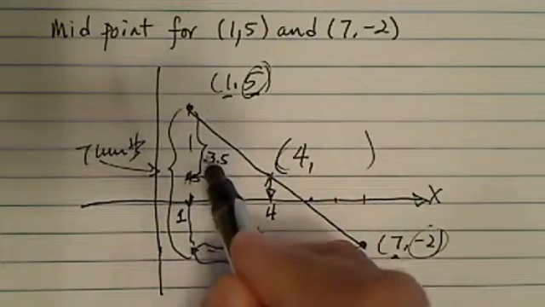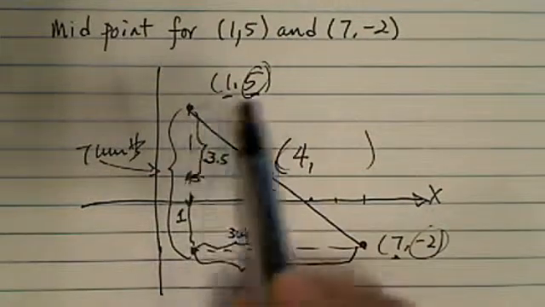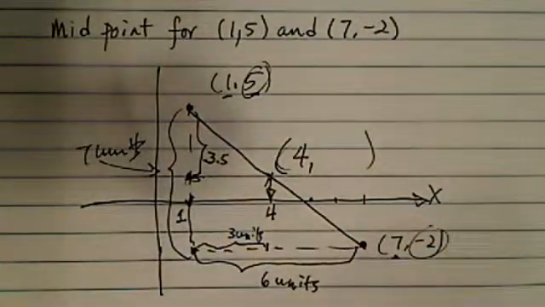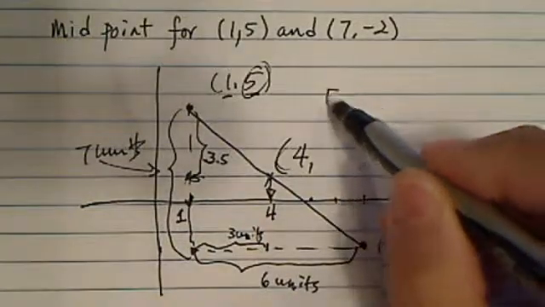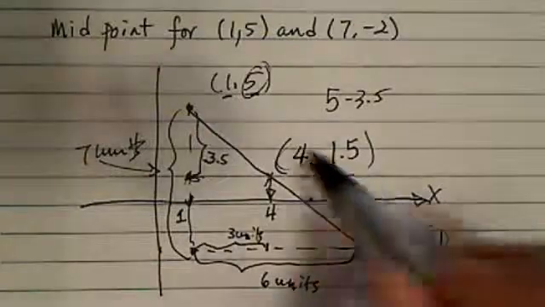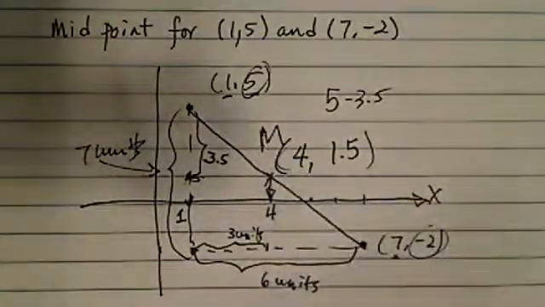3.5. Okay, and where did we move from? We moved from 5 downward 3.5 units. So if you do 5 minus 3.5, that gives you 1.5. Okay, so here's the midpoint coordinates.